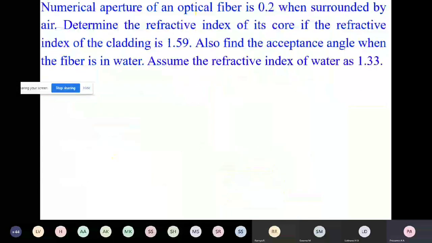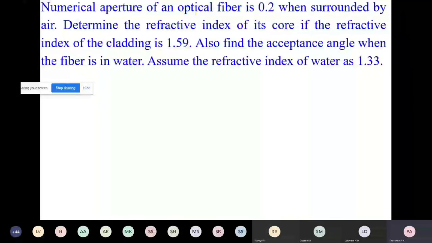And the numerical aperture of an optical fiber is 0.2 when surrounded by air. We have to calculate, this is the important thing, it is surrounded by air. Determine the refractive index of its core if the refractive index of the cladding is 1.59, and find the acceptance angle when the fiber is in water. This is important. It is in water. Assume the refractive index of water to be 1.33.